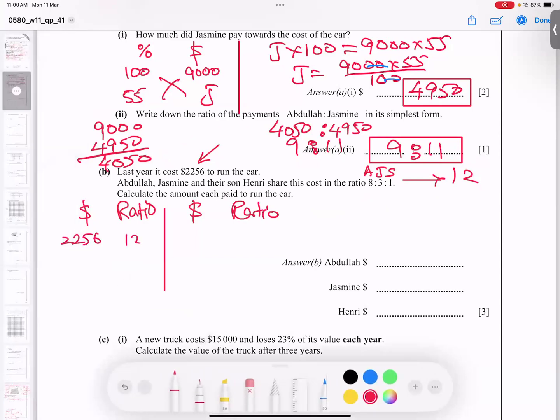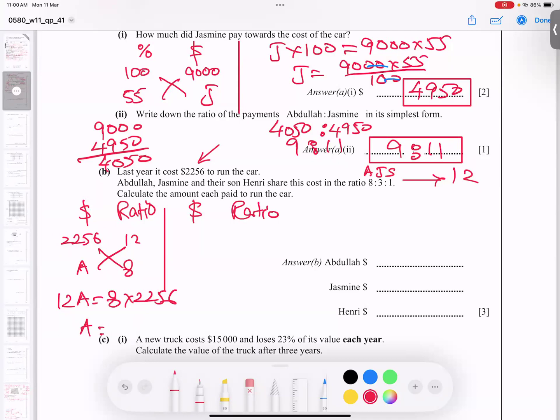And now I'm looking for Abdullah's amount. Abdullah is 8 ratio, and I'm writing here A, cross multiply. And you know it very well: A multiplied with 12, so 12 times A, and 8 multiplied with 2256. So this 12 will go and divide, and I write the direct answer. So it means 8 times 2256 divided by 12.